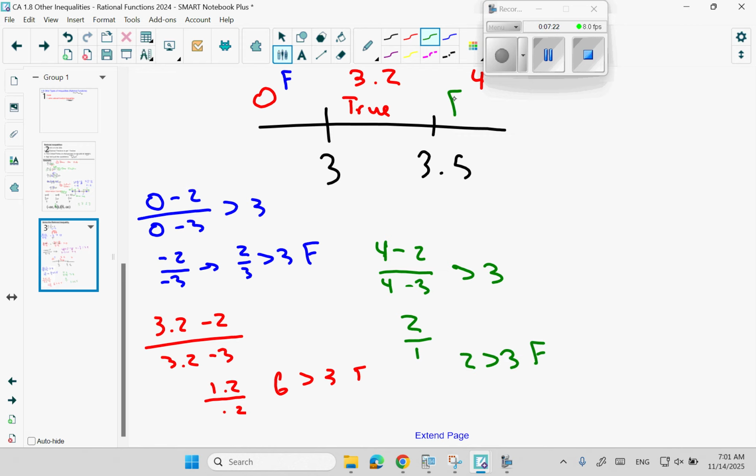That would be false. So, also, I didn't have an equal to, so these are going to be open circles. The only true statements in between them. So my interval would be 3 to 3.5.